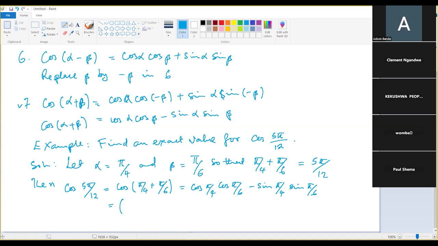Over 2. Right, so those standard angles, you need to know them. So you have root 2 over 2. And what is the cosine of 30 degrees? So you get root 3 over 2. And you have sine of pi by 4.